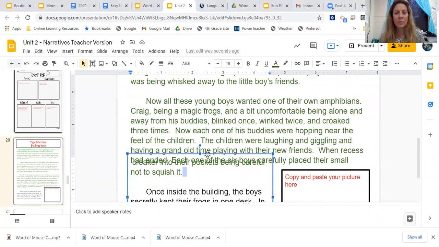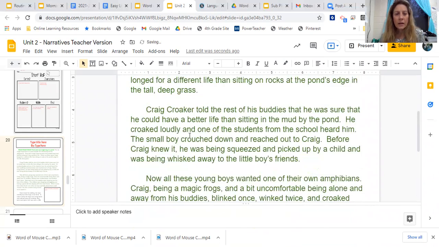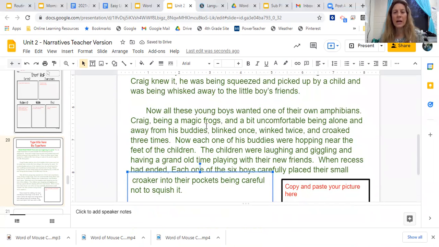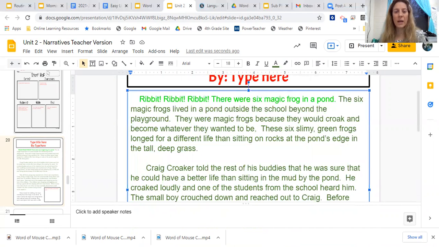Now all these young boys wanted one of their own amphibians. Craig, being a magic frog and a bit uncomfortable being alone and away from his buddies, blinked once, winked twice, and croaked 3 times. Oh, I'm going to add, that's how his magic worked.